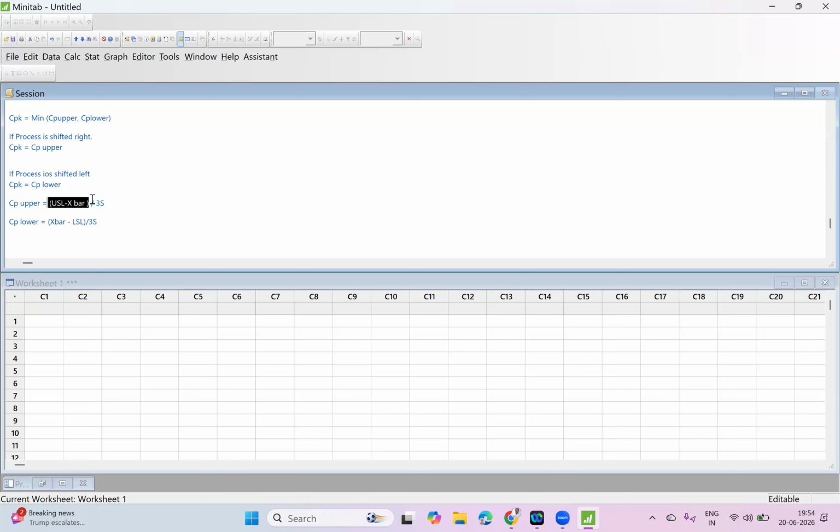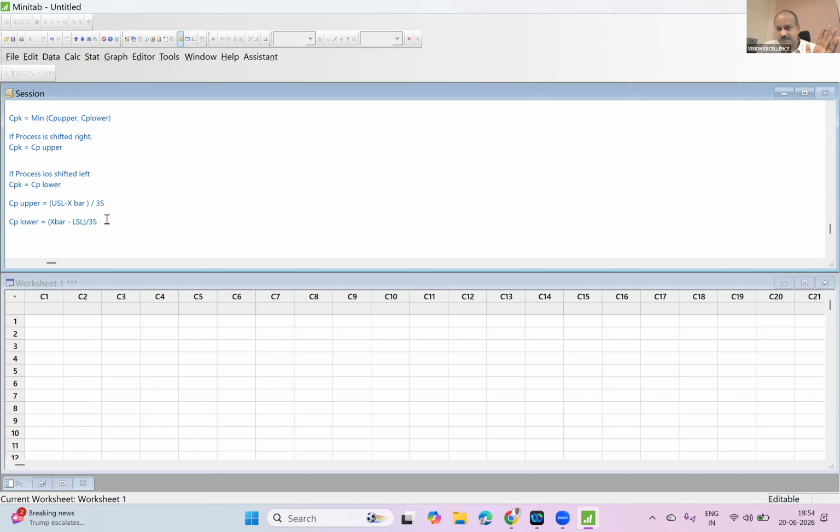Half tolerance on the right side divided by 3 standard deviation is half spread on the right side. Are you with me? Half tolerance on the right, half spread on the right. Similarly, half tolerance on the left, half spread on the left. If your process is perfectly centered, the spread on the right side and the spread on the left side, because the bell curve is symmetrical, will be equal, and your CP upper and CP lower will be equal.